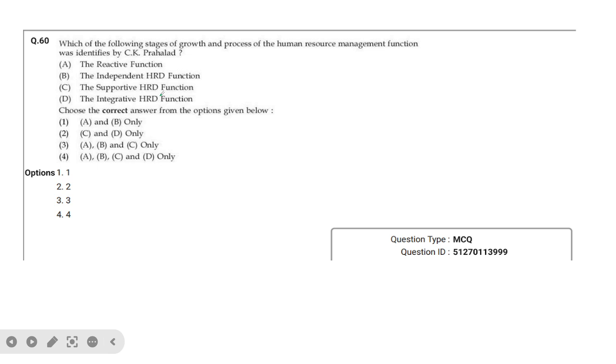Next is question number 60. Which of the following stages of growth and process of human resource management function was identified by C.K. Prahalad? The reactive function, the independent HRD function, the supportive HRD function, or the integrative HRD function? So the answer is option 4, that is A, B, C and D.